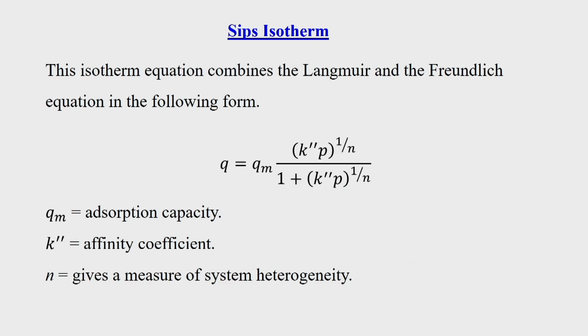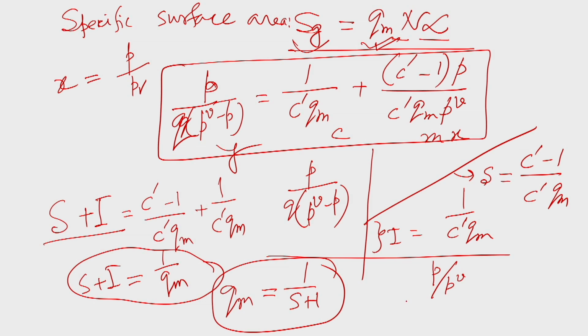Okay. So, once we have this Qm, from there we can get Sg. We know now that Sg, the specific surface area, is equal to Qm, which we get just by reversing the slope plus intercept.